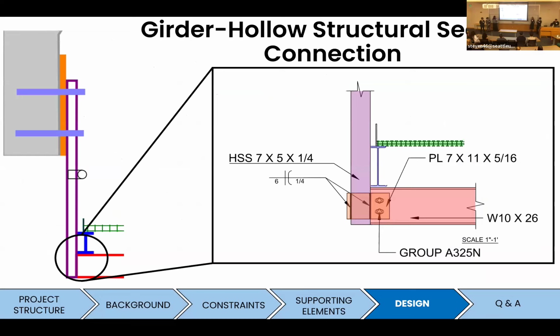And here we are looking at the girder to hollow structural section connections, mainly the purple and the red members. So we're going to make a cut into the HSS member, and a plate is going to be inserted into the HSS and welded at both ends with a weld thickness of 1/4 and length of 6 inches. And this plate is also going to be bolted into the web of the girder with a bolt diameter of 7/8.